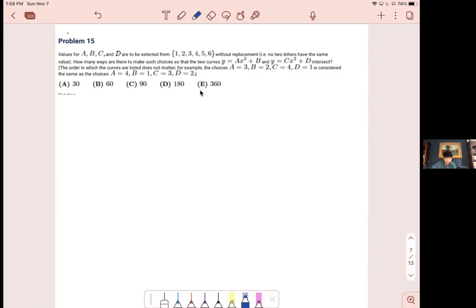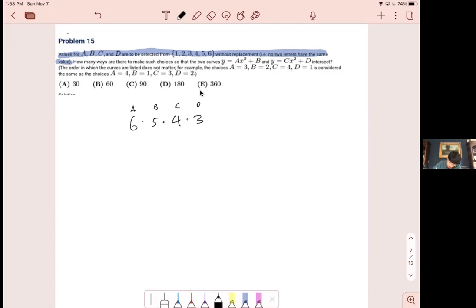So I think the nicest way to do this is to just choose A, choose B, choose C, and choose D. This is the number of ways to choose A, B, C, and D. That's the first line. So let's just go through line by line and build this out. Values are to be chosen without any replacement. That's why it's 6 times 5 times 4 times 3 and not 6 to the 4th.